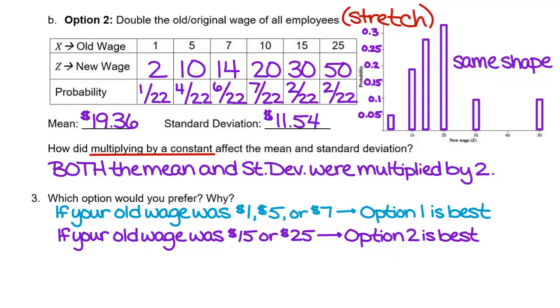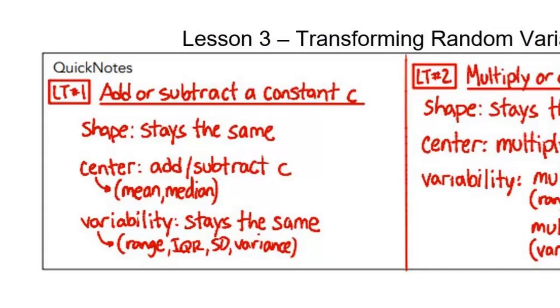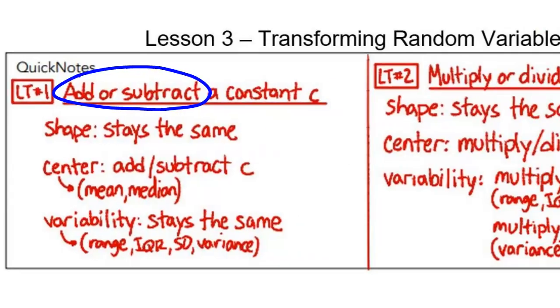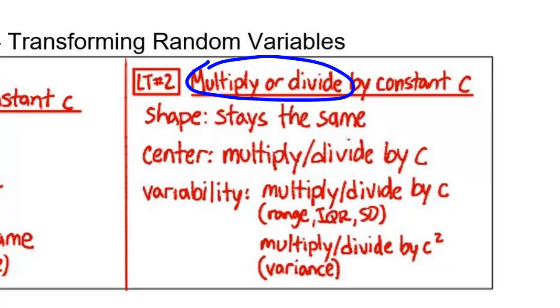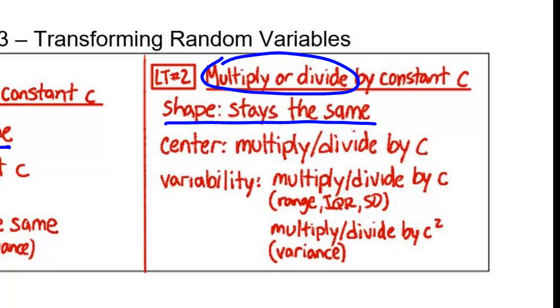So what we were just working on is called transforming random variables. If you want to flip it over on the back side. Transforming random variables. There's two kinds of transformations that we looked at, either adding or subtracting a constant, or multiplying or dividing by a constant. The shape stays the same regardless.